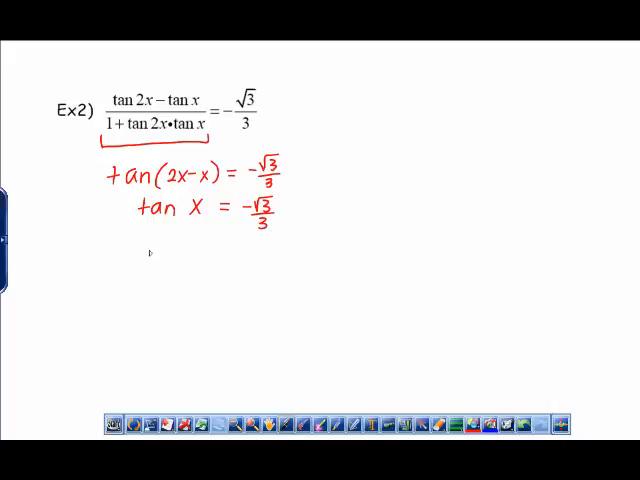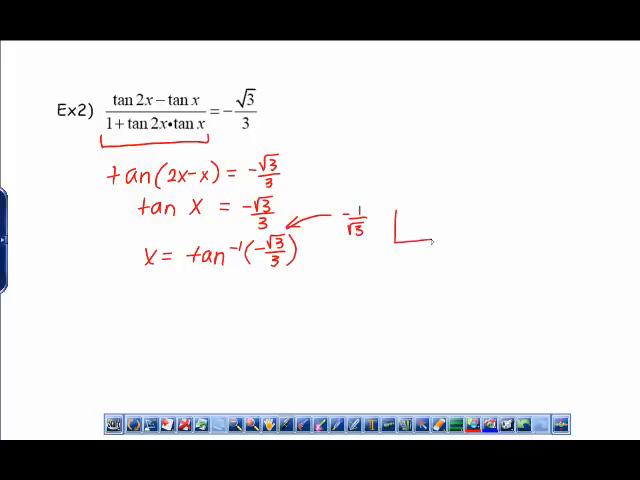Now the angle I'm taking tangent of, and I'm in radians, is equal to the arctan of negative root 3 over 3. You have to think back to whether this should be 30 or 60. If you can't remember, you can always draw a triangle. Keep in mind that this is the same as negative 1 over root 3.